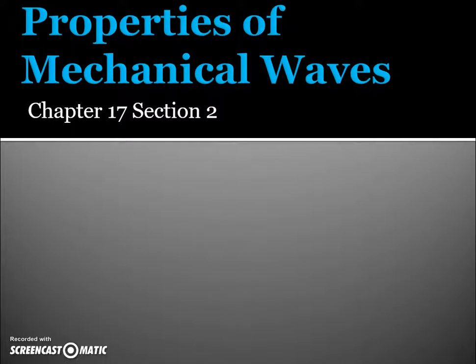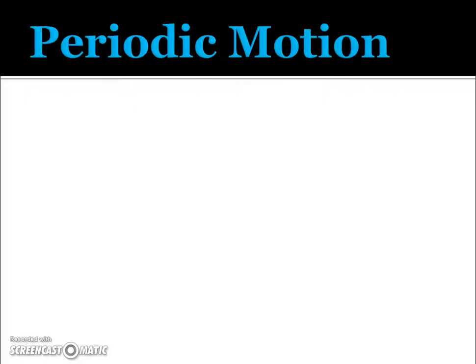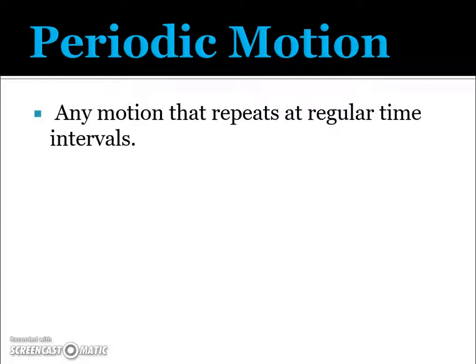Today we're going to cover Section 2 and Section 3 of Chapter 17. So starting with Section 2, Properties of Mechanical Waves. The first term is periodic motion. It's any motion that repeats at a regular time interval.